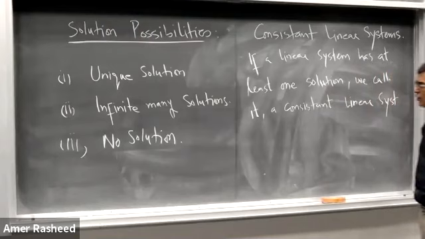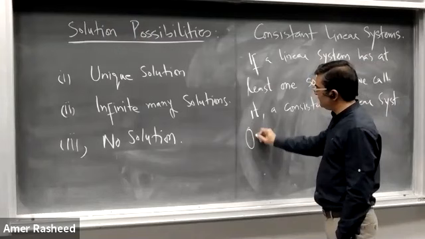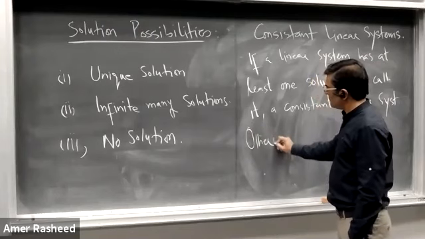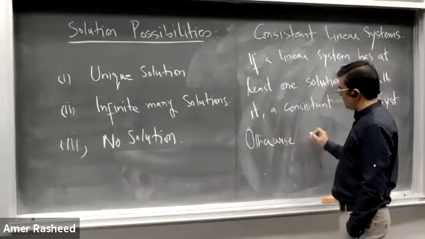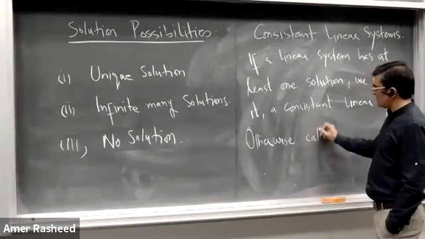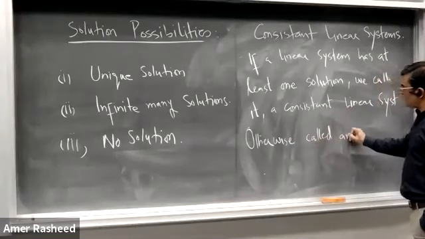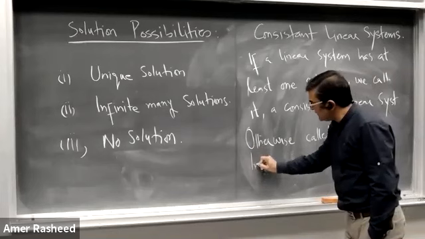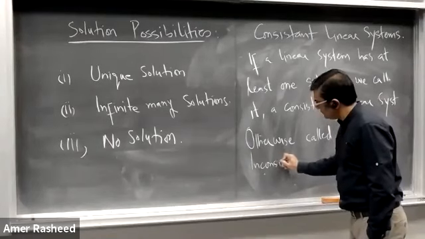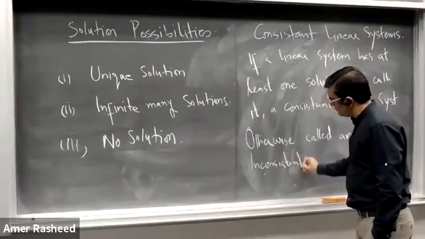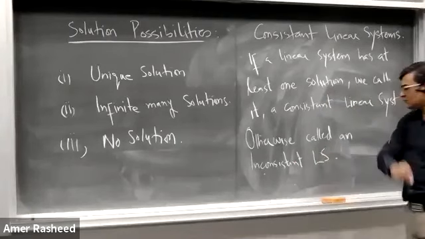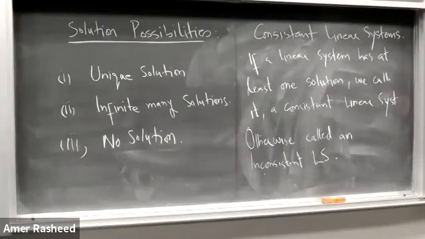Otherwise, what do we call it? Inconsistent. Inconsistent linear system. I hope you get it. If you have any question, you can ask me.